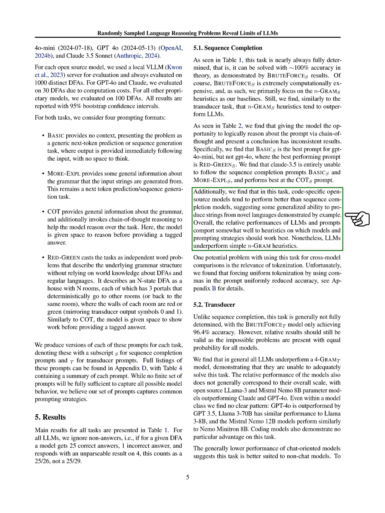Additionally, code-specific open-source models generally outperformed sequence completion models, indicating a broader ability to generate strings from new languages. Overall, while LLMs showed some alignment with heuristic expectations, they still lagged behind simple n-gram heuristics. We also noted that uniform tokenization negatively impacted accuracy, as detailed in the appendix.